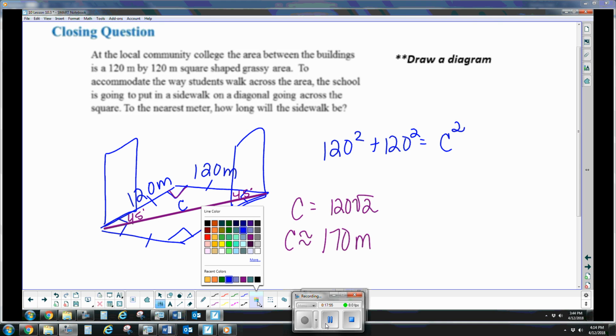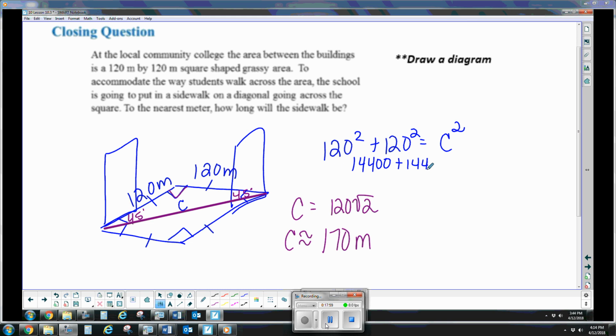Now if you use the Pythagorean theorem, you're going to come up with the same answer. You just have to do a couple more steps. So 120 squared plus 120 squared is 14,400 plus 14,400. That's equal to c squared. So add those two together and you get 28,800. And then take the square root of both sides, which gives you a c value of the same exact thing, approximately 170. But that 45, 45, 90 will give you a little bit of a shortcut.